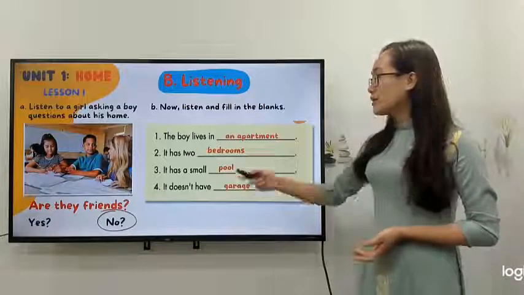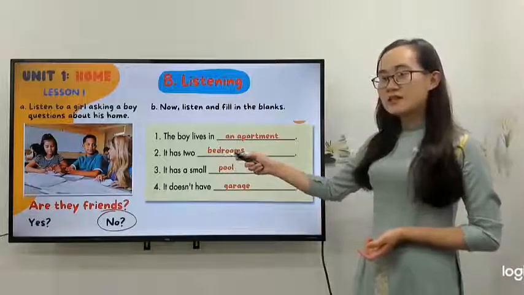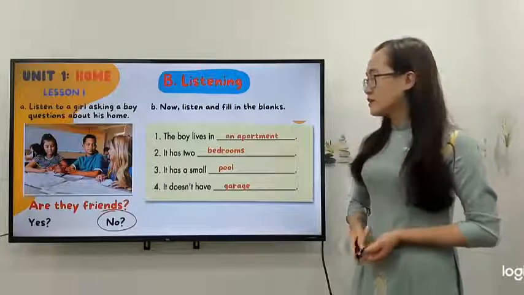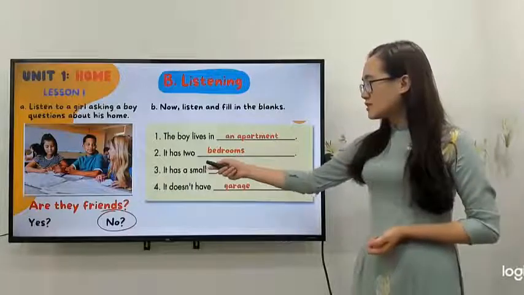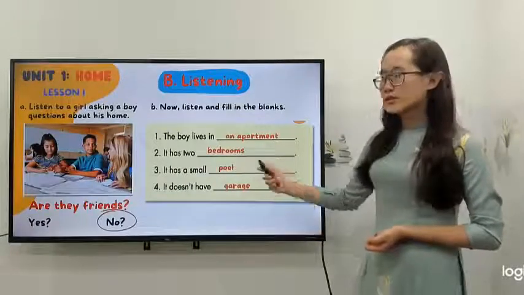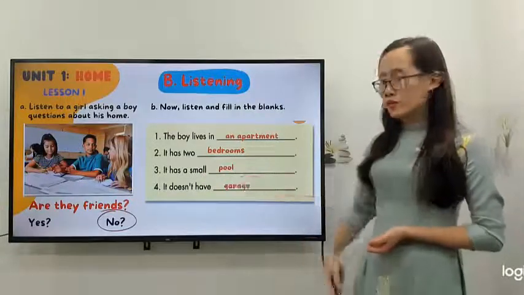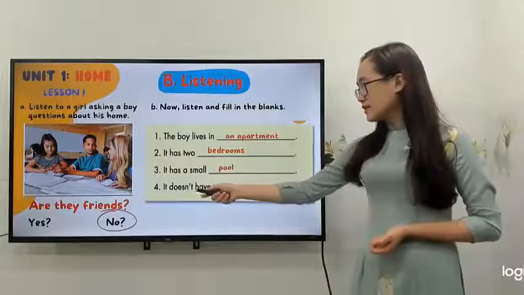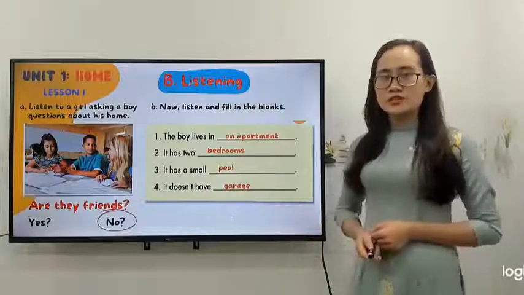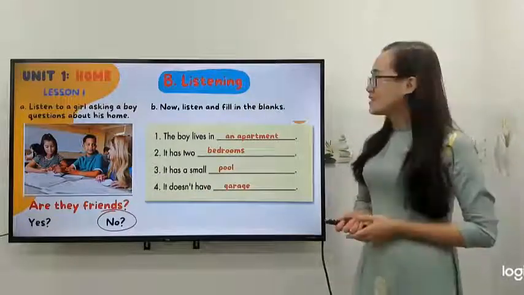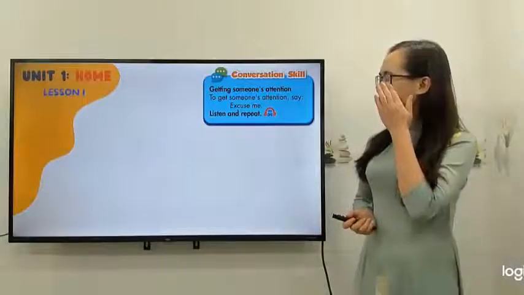Number 1. The boy lives in an apartment. Number 2. It has 2 bedrooms. 3. It has a small pool. And 4. It doesn't have any garage. Good job. So, next one.